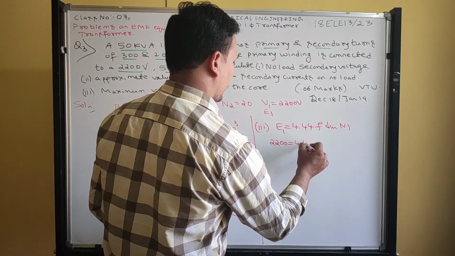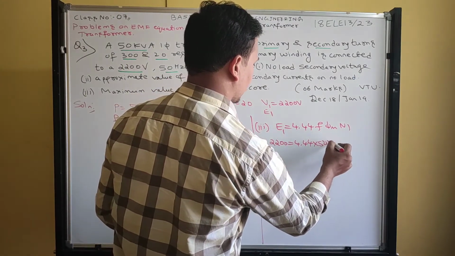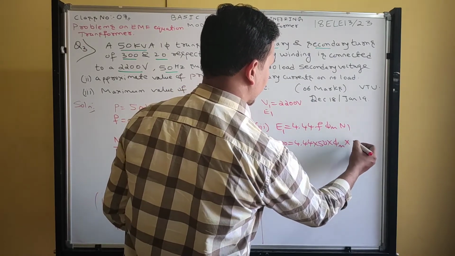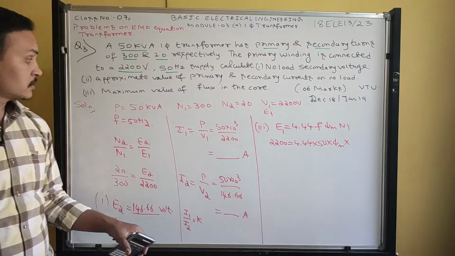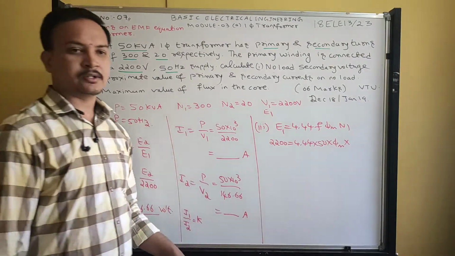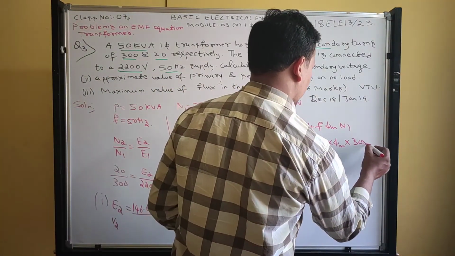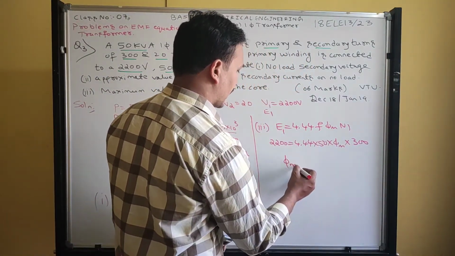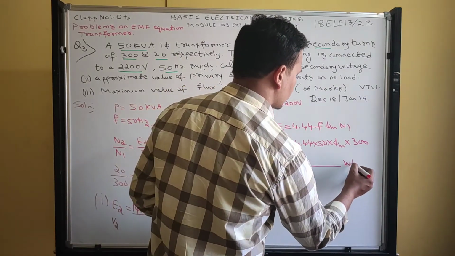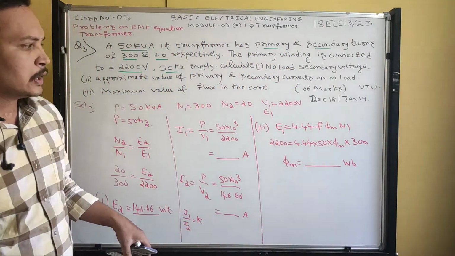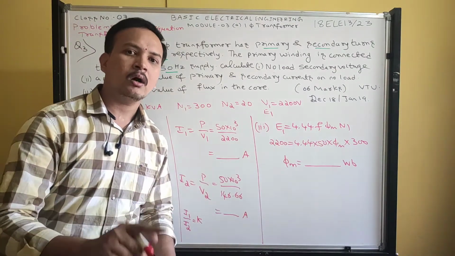2200, 4.44 into 50 into phi m into N1. What is the number of primary turns? 300. Okay, from this you calculate flux. You will get certain Webers. You can keep the answer in Weber or milliweber.